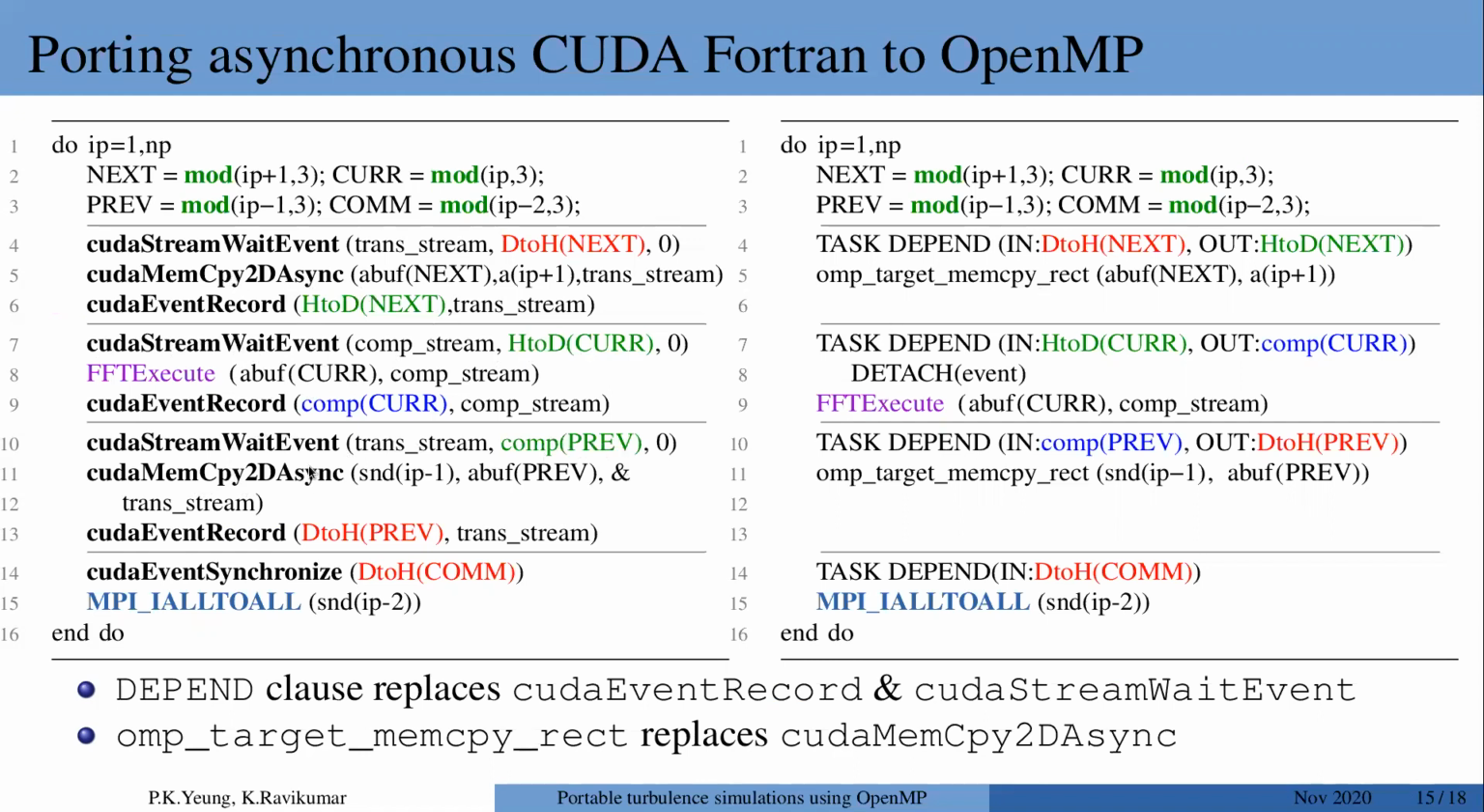So this is done similarly in OpenMP by using the task depends with in and out dependencies. And the CUDA memcopy 2Ds are replaced by the OMP target memcopy rectangular. So this way we can port the CUDA Fortran code to OpenMP. And also want to point out here that the detach clause is attached to the task that the FFTs are being executed from.